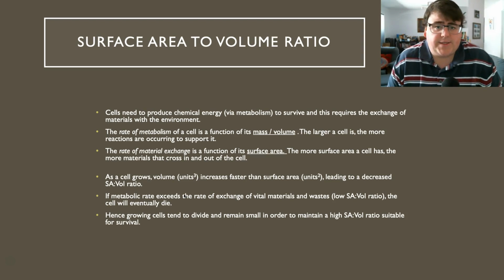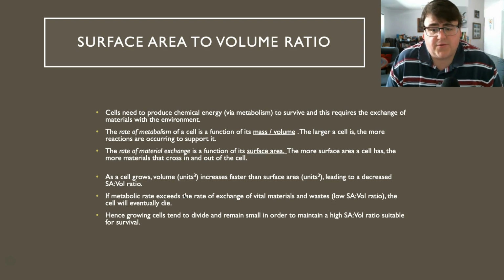So we know that cells need to produce their own chemical energy, which they do via metabolism reactions, in order to survive and keep up with, in order to survive. For all of that to happen, we need to be able to exchange materials with the environment. Now the rate of metabolism, so how fast those reactions are occurring, is all determined by the function of the mass and volume of the cell.